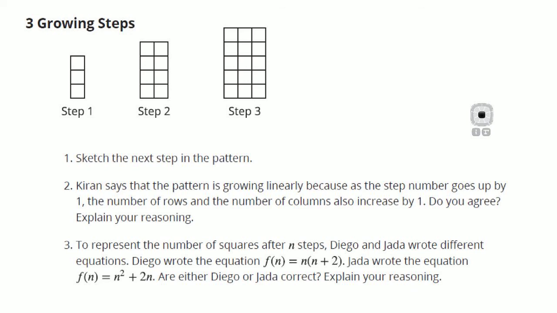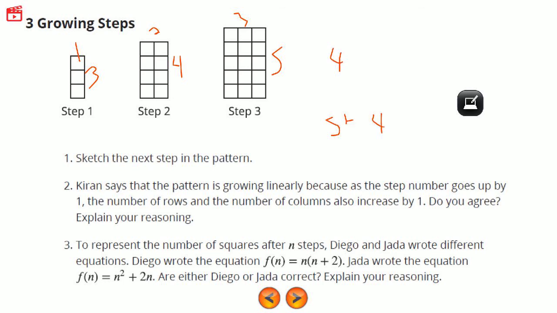Kieran says that the pattern is growing linearly because as the step number goes up by 1, the number of rows and the number of columns also increase by 1. Well, if we're talking about the columns and rows, yes, those are linear because they're going up by 1 each time. 1 by 3, 2 by 4, 3 by 5. So 1, 2, 3, 4 and 3, 4, 5. And then as we said, step 4 would be a 4 by 6.